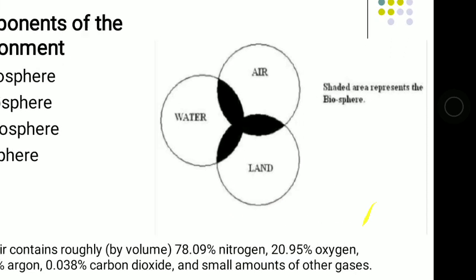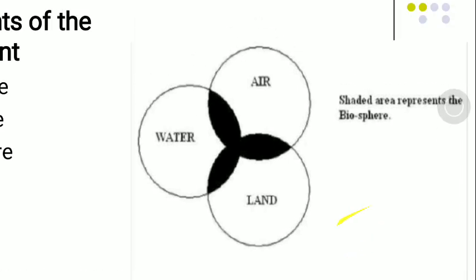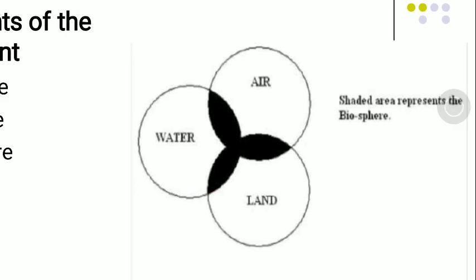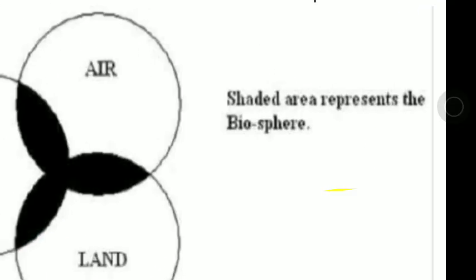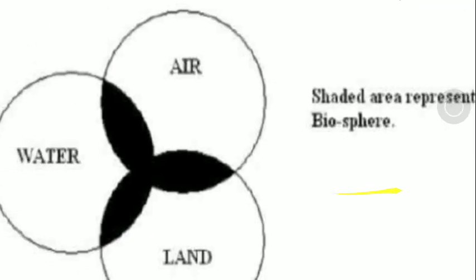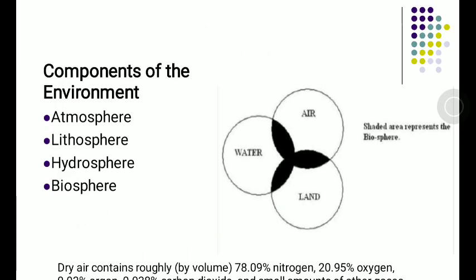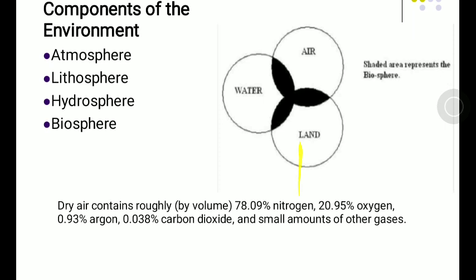So as you can see over here, there is a wonderful diagram showing the biosphere part, air, water, land. So the shaded area mainly represents the biosphere. So that beautiful diagram like a rangoli, it is the biosphere. So components of environment are atmosphere, lithosphere, hydrosphere and biosphere.